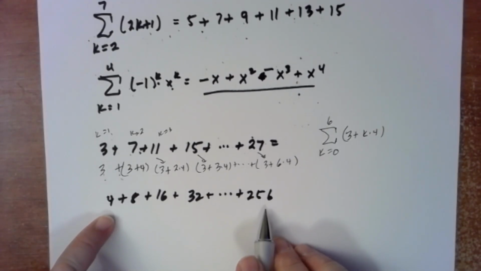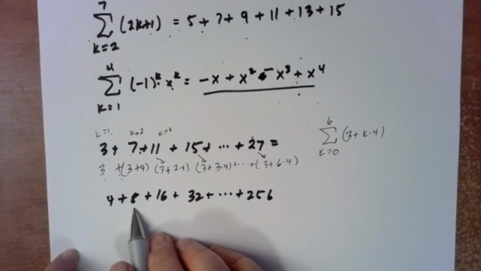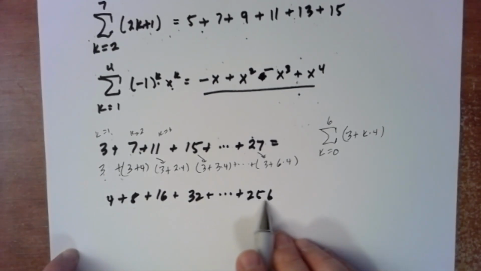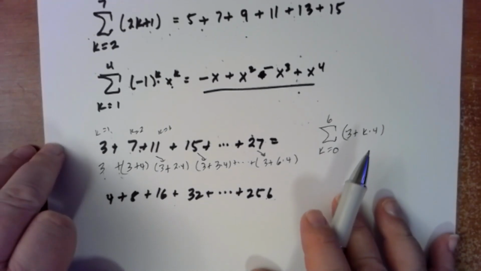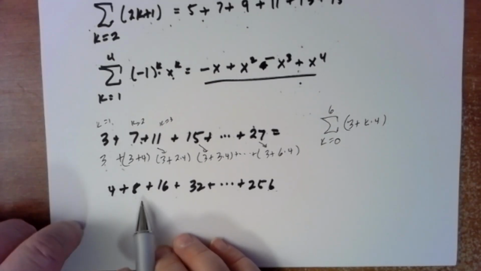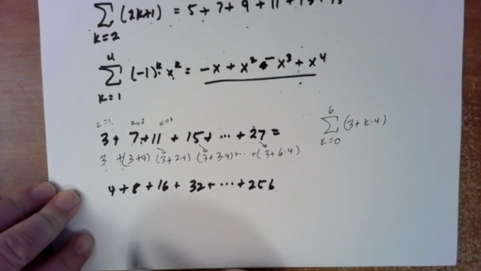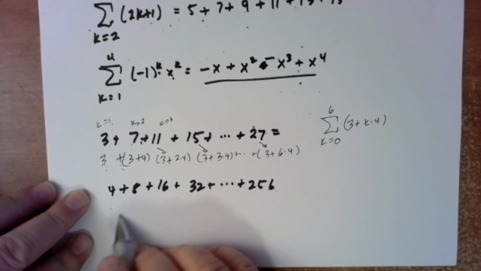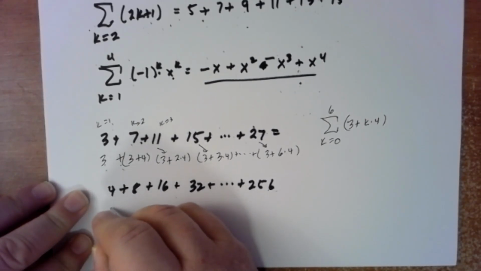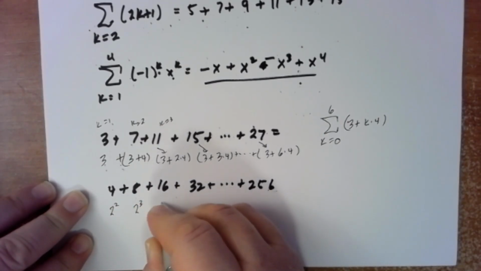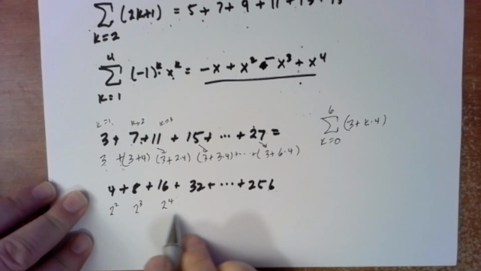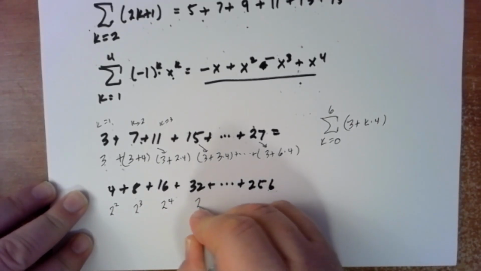Let's see, how about this next one? 4 plus 8 plus 16 plus 32 up to 256. What's common about these? Do you recognize the pattern here with these numbers? They're looking an awful lot like powers of 2. So how about if I rewrite these as powers of 2? 4 would be 2 squared. 8 would be 2 cubed. 16 would be 2 to the 4th. There, I think we see the pattern now. That'd be 2 to the 5th power.